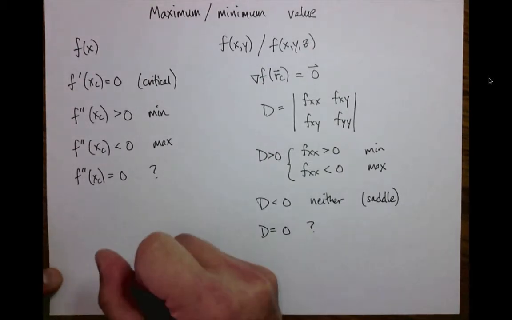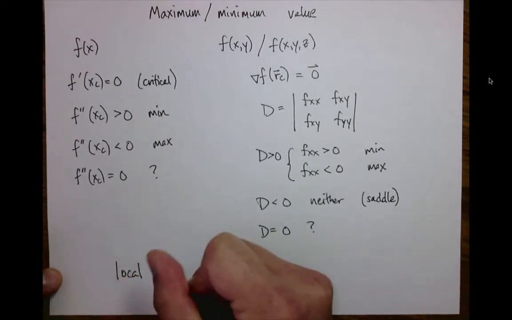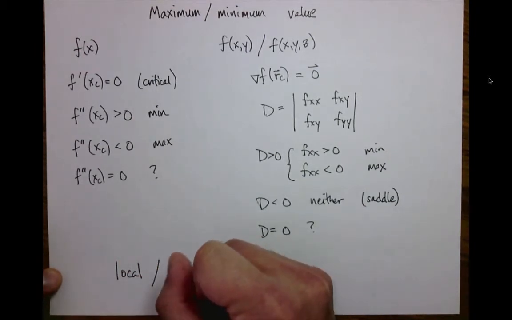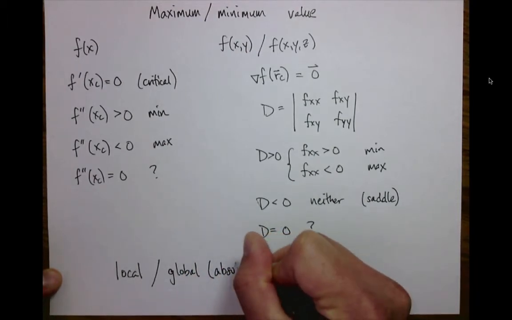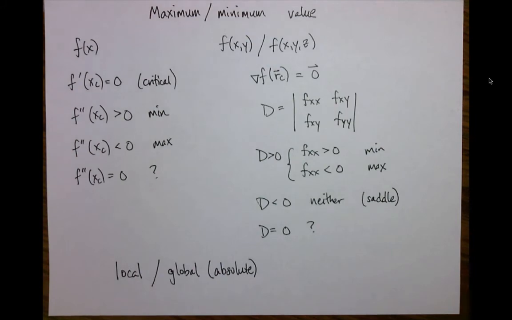Remember, in these problems, there's the difference between the local max and min and the global one, or the absolute one. And that changes how you end up solving the problem.